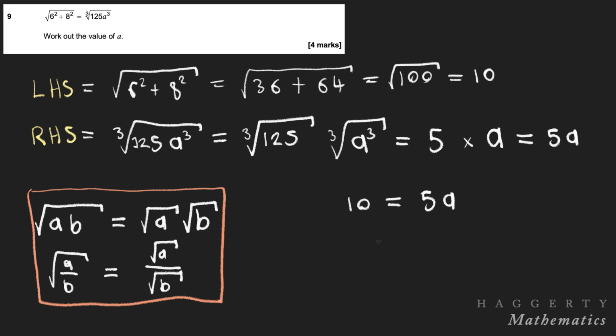And then it's just a very simple bit of rearranging. You can divide both sides by 5 here. The 5 cancels. 10 over 5 gives you 2. So a is just equal to 2. And that right there is the final answer.